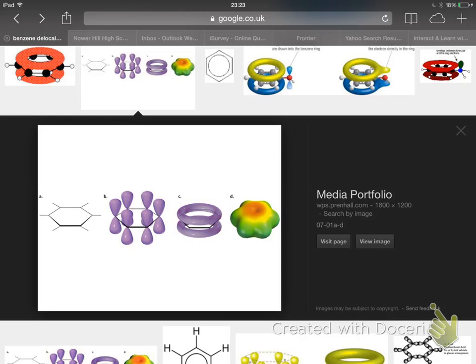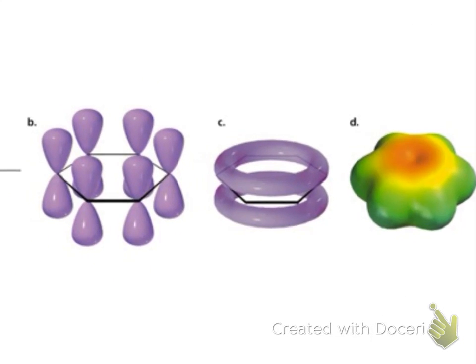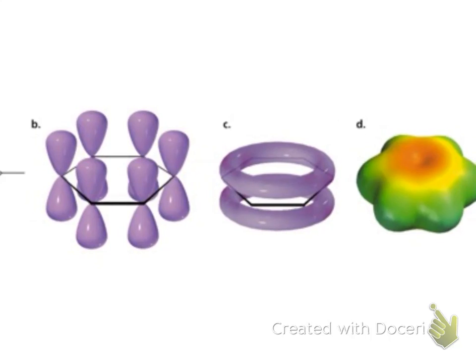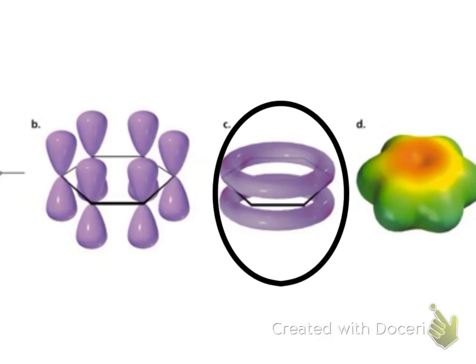Okay, so in our benzene ring, we have a structure with 6 p orbitals around the carbon atoms, which gives a delocalized structure, which we can see here. And with that, we get an electron density around the center of the ring. So we get 6 delocalized electrons.